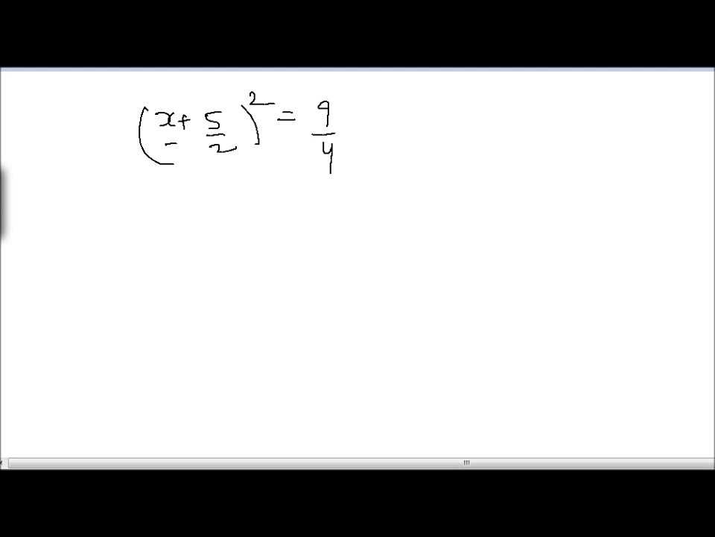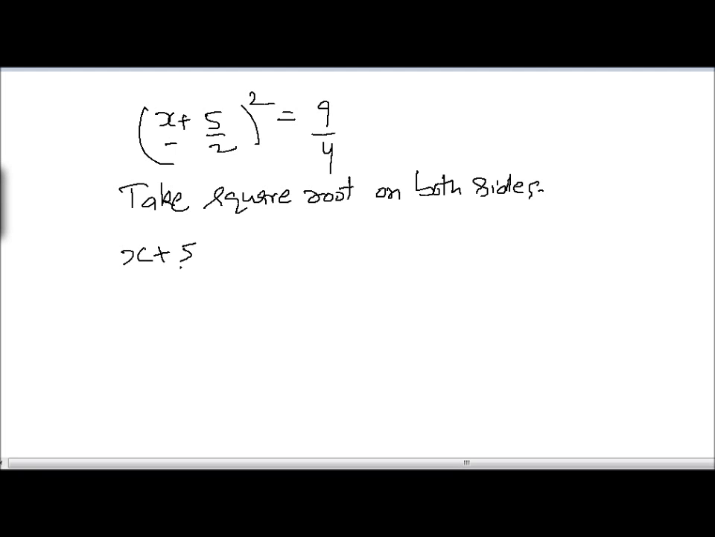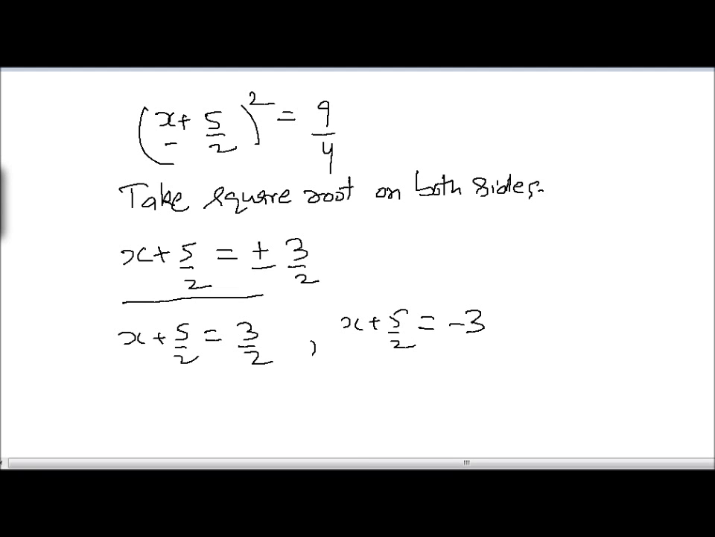Now in order to solve for x, we take the square root on both sides. Now we get x + 5/2 is equal to plus minus 3/2 here. So from this we get x + 5/2 is equal to 3/2, and we get x + 5/2 is equal to minus 3/2.